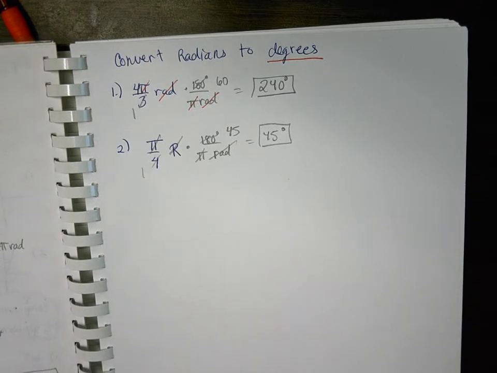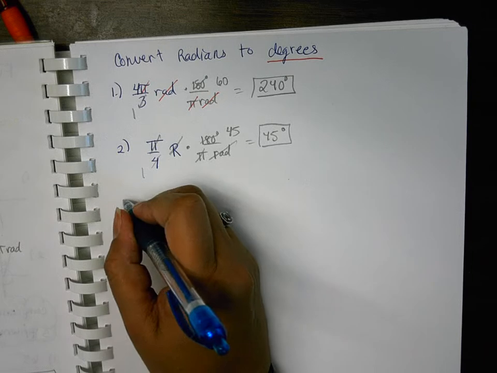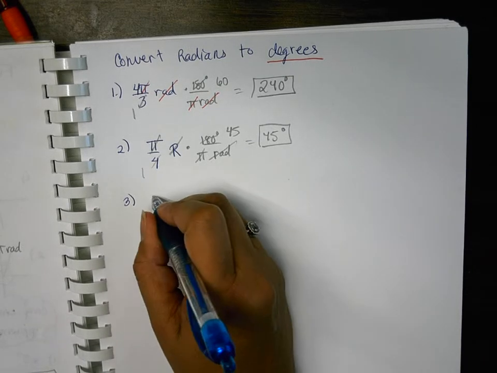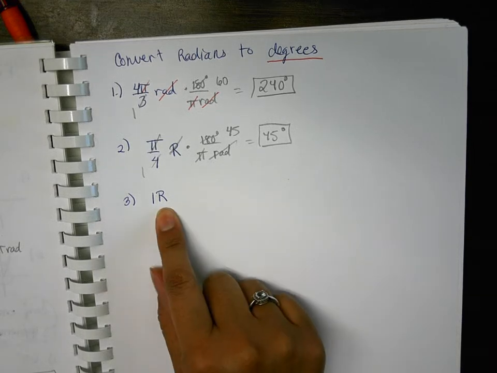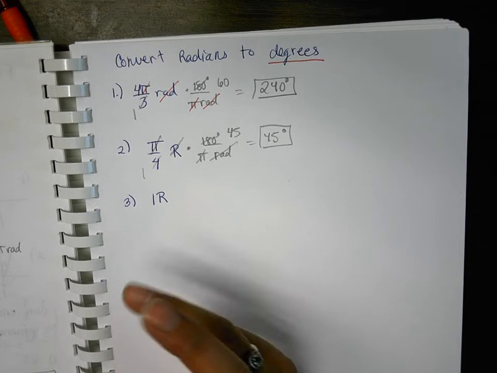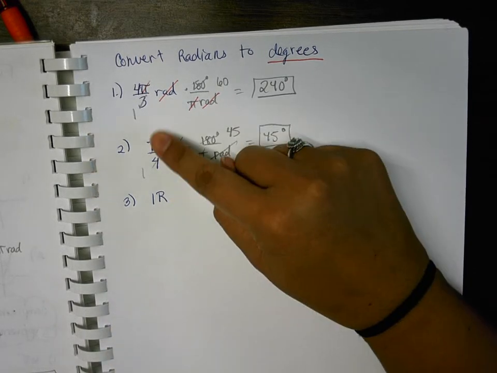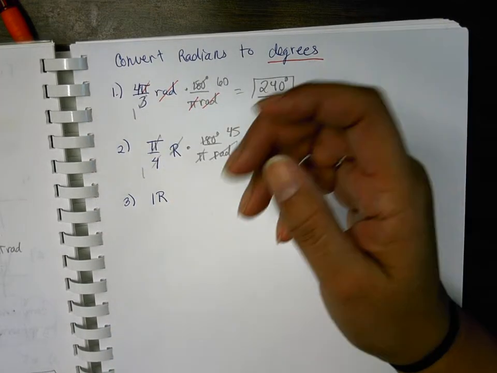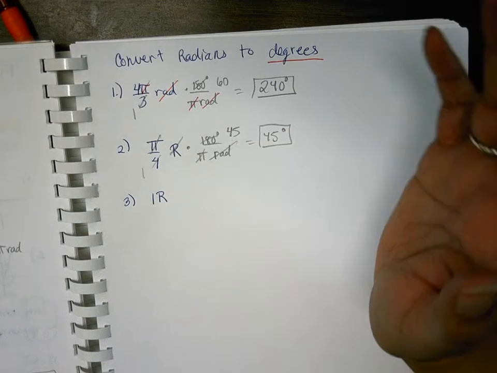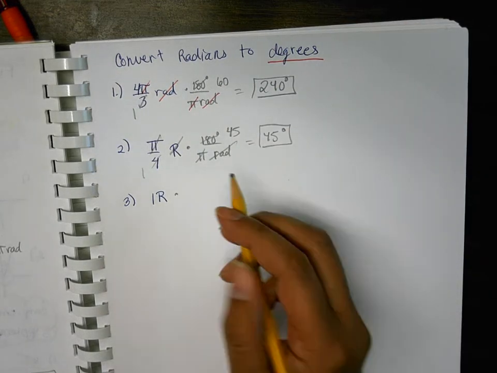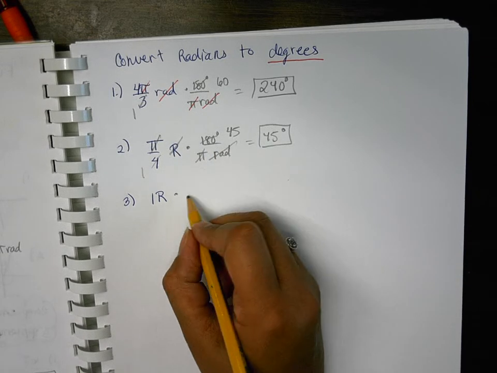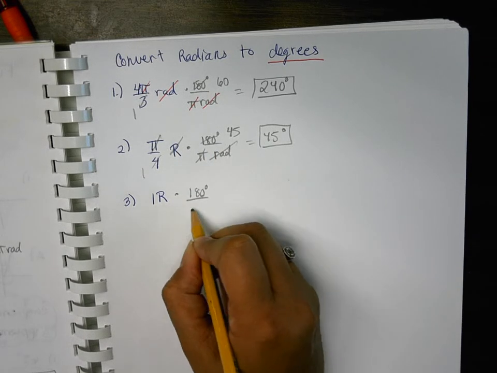Okay, so this here is where kids struggle. Number 3, 1 radian. Okay, how do we know it's a radian? The R. Now, why do kids struggle? Because it has no pi. It does not need a pi for it to be a radian. 1 radian all by itself is still a radian. So I'm still going to multiply by the same thing, which is what? 180 over pi radians.